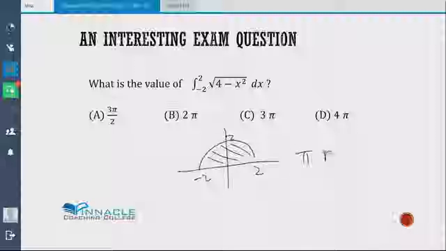So what you're really doing is using your understanding of a semicircle to get to the integral. So it would have been pi r squared on 2, half of a circle, so pi times 2 squared on 2. So 2 pi would have been your answer. So that would have been B. Okay, so if you forgot a half, you might pick D, and I'm not sure why we pick A or C, but who knows.